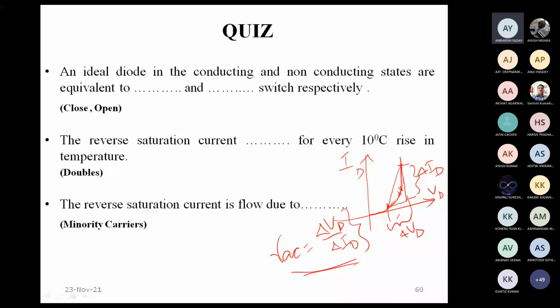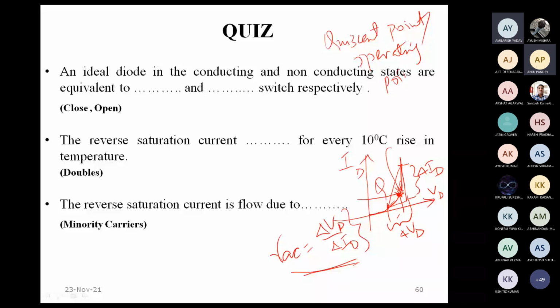Okay, one more thing here. Let us see that if we fix a point on this curve here, then that point actually corresponds to a corresponding value of voltage and current, and this is also called the operating point. Okay, or quiescent point. Most of the times we will see quiescent point or operating point. So these words are also used.